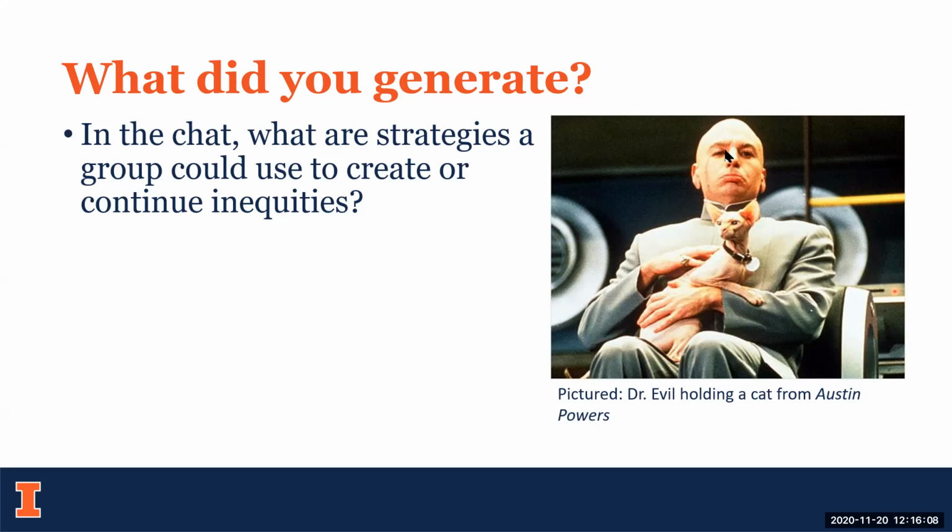Okay, Tony said vote for Trump. Okay, so their voting power might be a way that people might continue to maintain a certain set of power, a certain set of ideals.